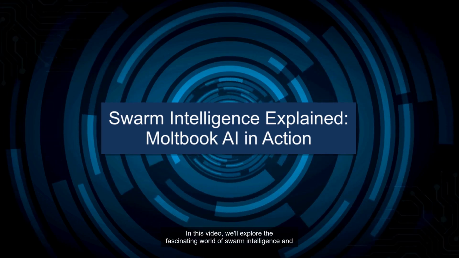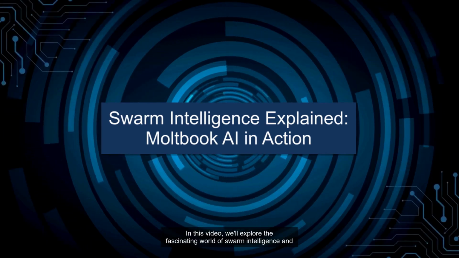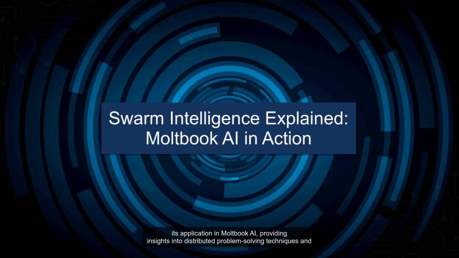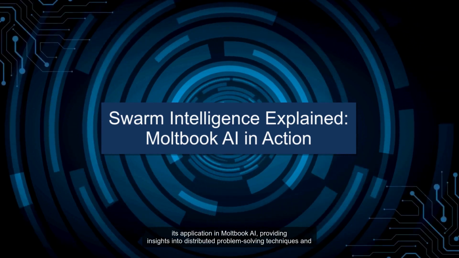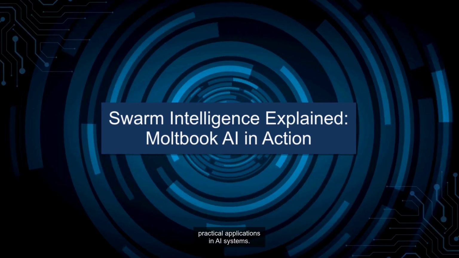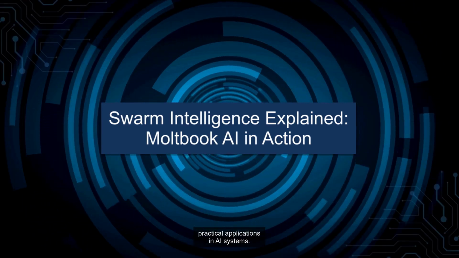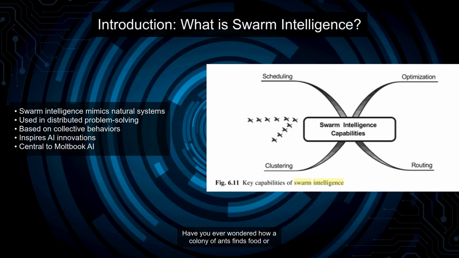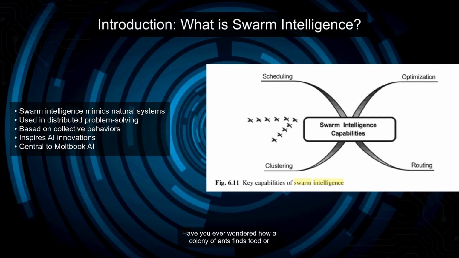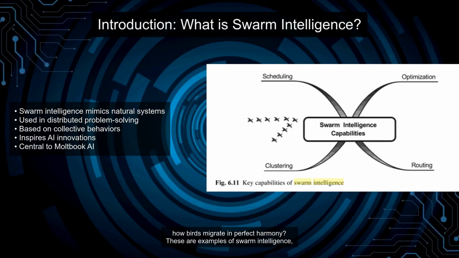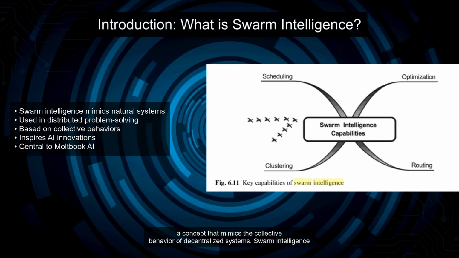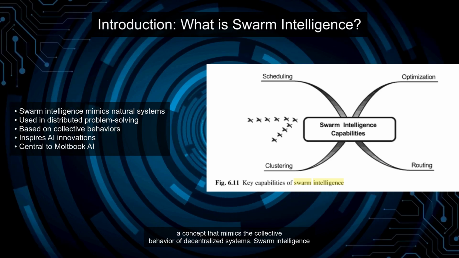In this video, we'll explore the fascinating world of swarm intelligence and its application in Moltbook AI, providing insights into distributed problem-solving techniques and practical applications in AI systems. Have you ever wondered how a colony of ants finds food or how birds migrate in perfect harmony? These are examples of swarm intelligence, a concept that mimics the collective behavior of decentralized systems.